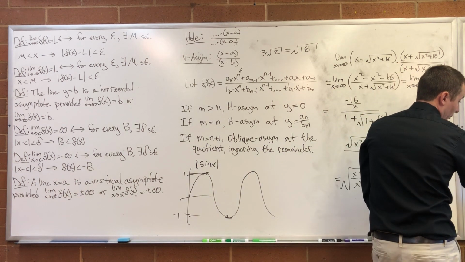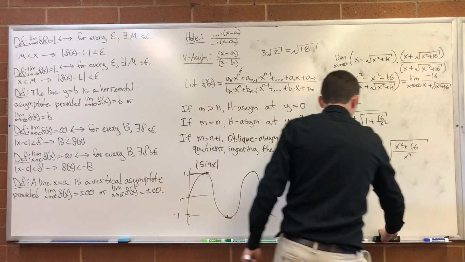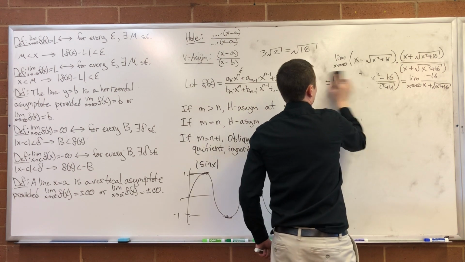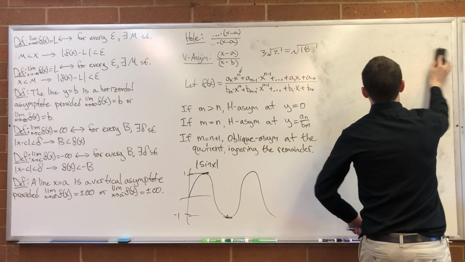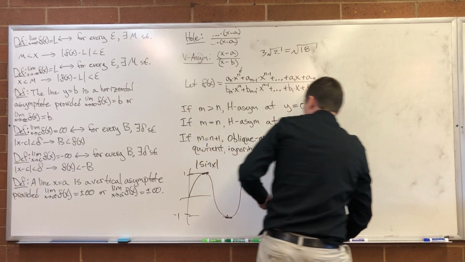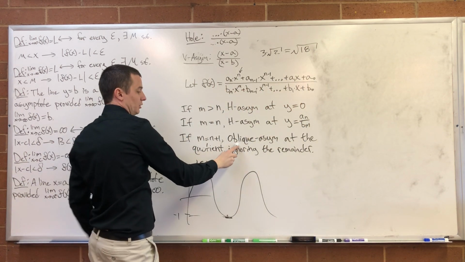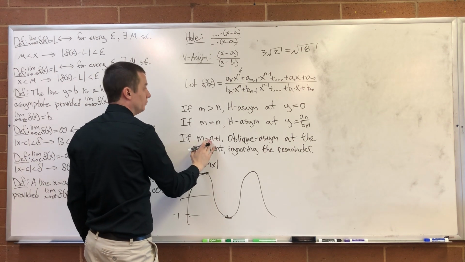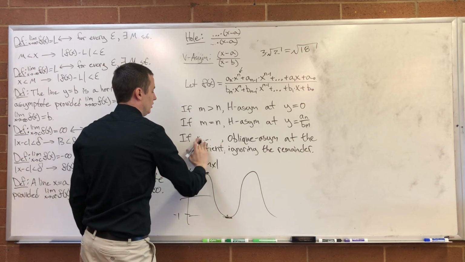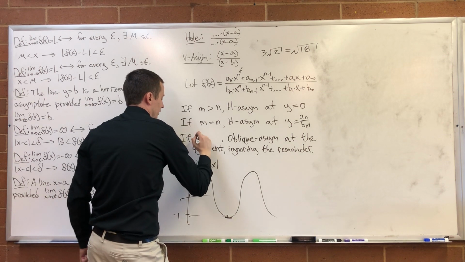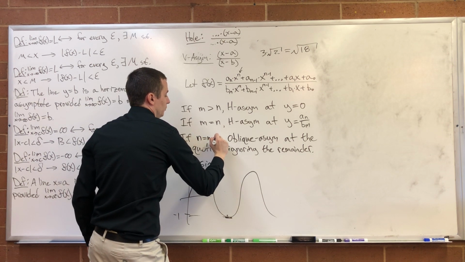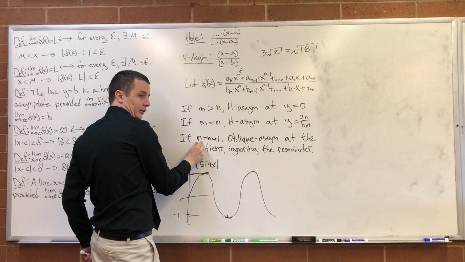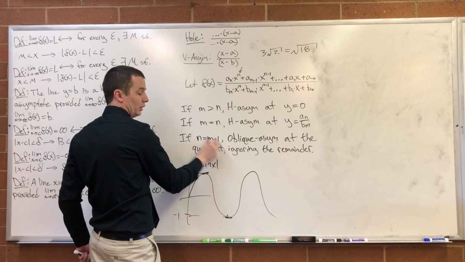Okay, so now we're going to find an oblique asymptote, finally. So let's do an example of that. Now, when do we have oblique asymptotes? We have oblique asymptotes when the numerator is 1 more than the denominator. So when n is equal to m plus 1. I think I have the plus 1 on the wrong side. So the degree of the numerator is the degree of the denominator plus 1.